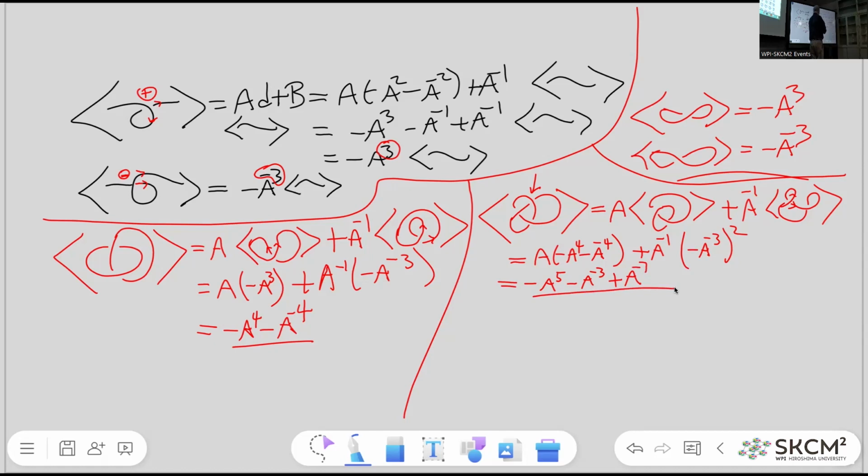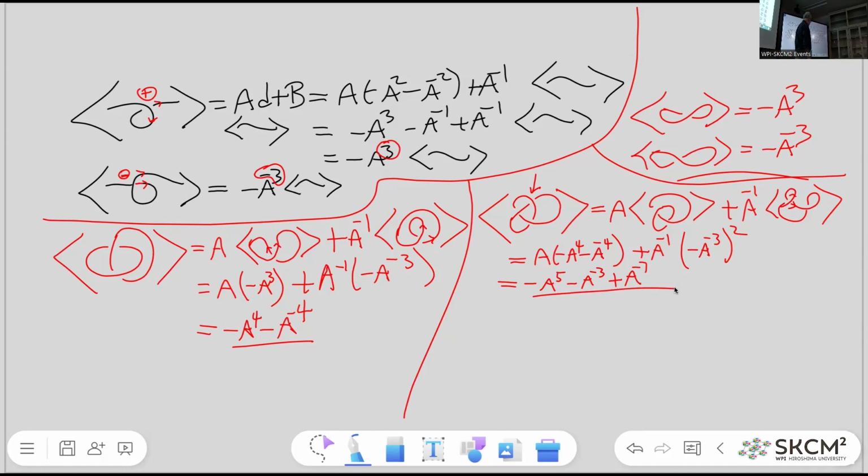Okay. And that tells me that the trefoil is very non-trivial as far as Reidemeister 2 and 3 are concerned. And we know that if we were to do Reidemeister 1, it would just multiply by minus A cubed or minus A to the minus 3. So we've definitely again proved that the trefoil is non-trivial, but we're going to get much more than that in a moment.